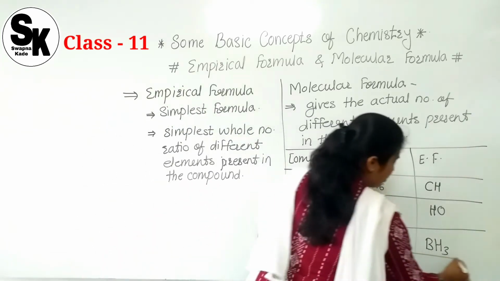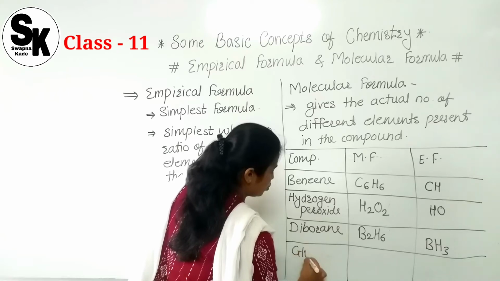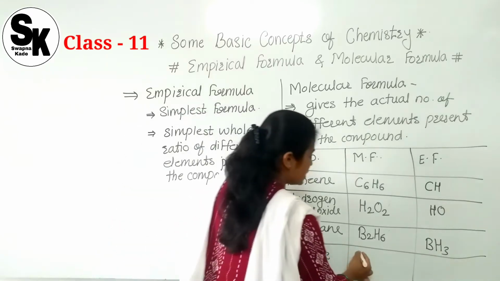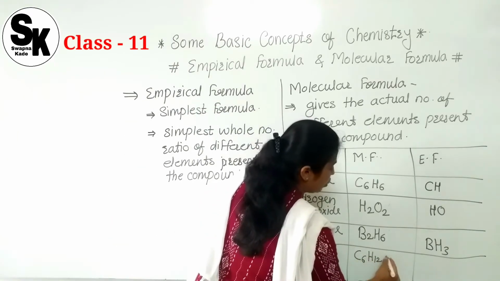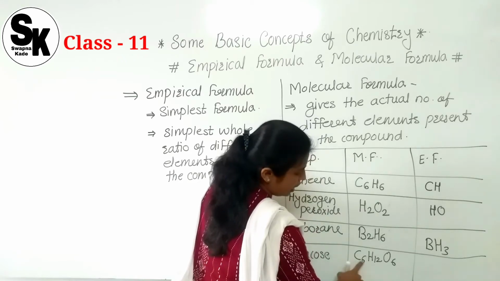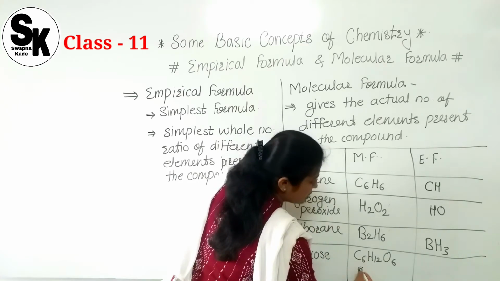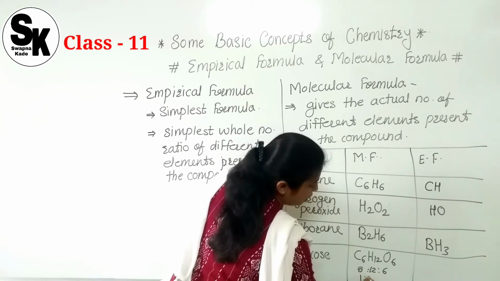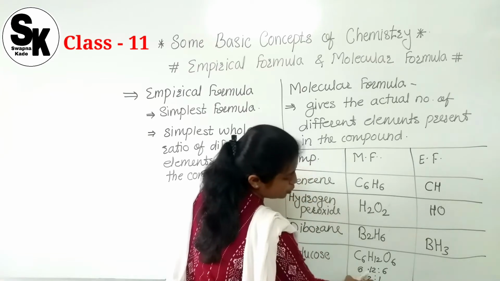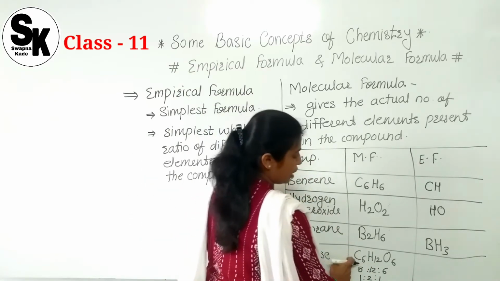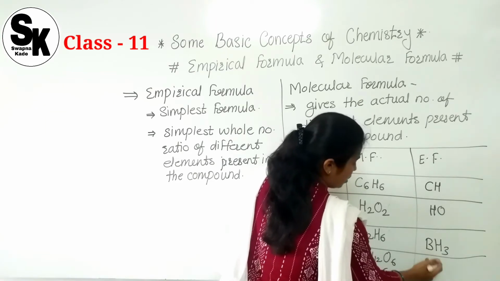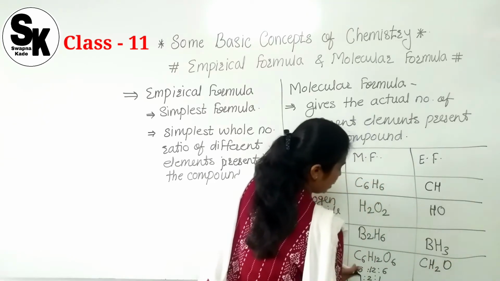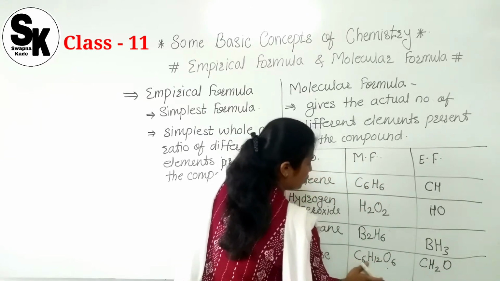Another example we will take is glucose. What is the formula of glucose? Whenever anyone asks you, your answer will be C6H12O6. Which elements are there? Carbon, hydrogen and oxygen. Their number is 6:12:6. That ratio can also be written as 1:2:1. Hope I have cleared this. So according to that, we can write the empirical formula as CH2O. This is the correct empirical formula for glucose.